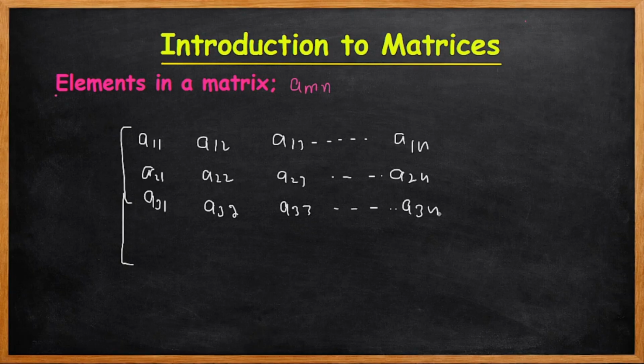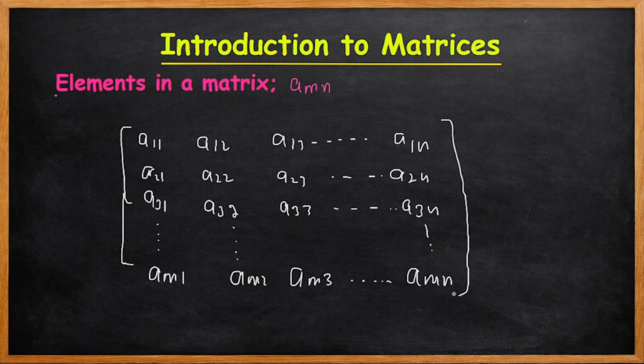A sub 3n is the third row and nth column. A sub m1 is the mth row and first column. A sub m2 is the mth row and second column. A sub m3 is the mth row and third column, and so on, A sub mn. So it is the mth row and nth column. So this is the representation of an element in a matrix.